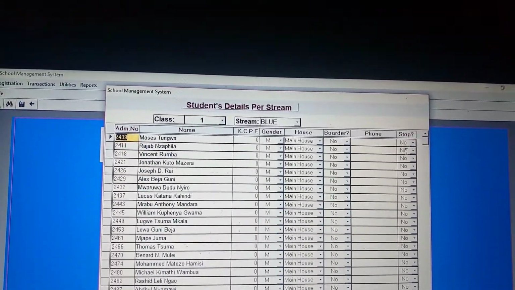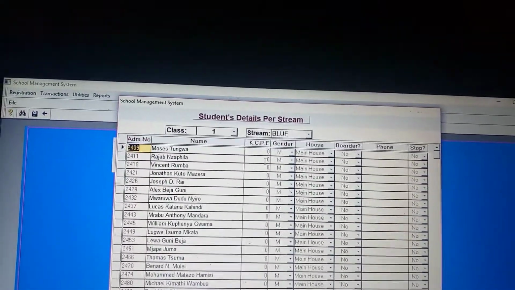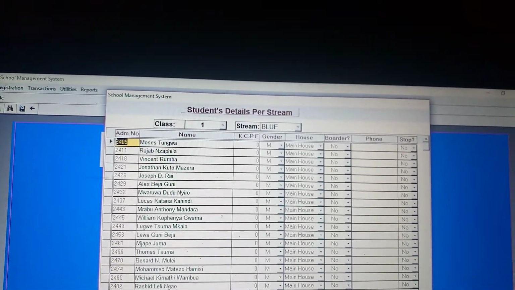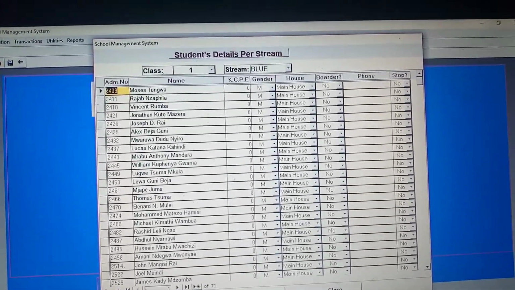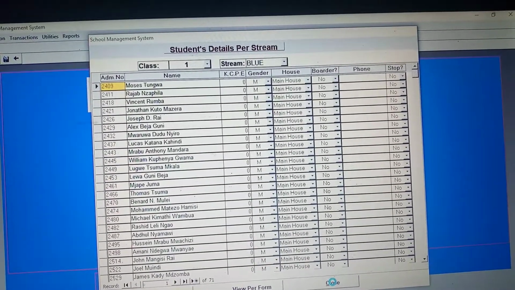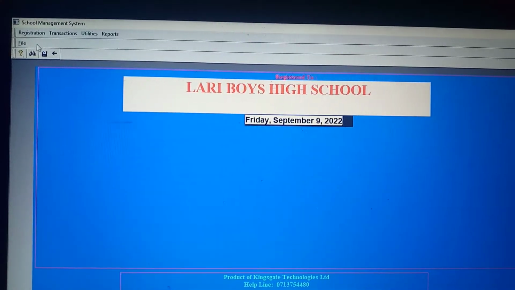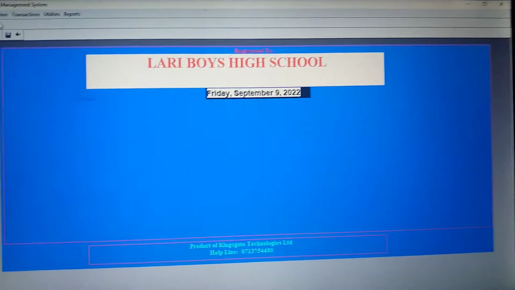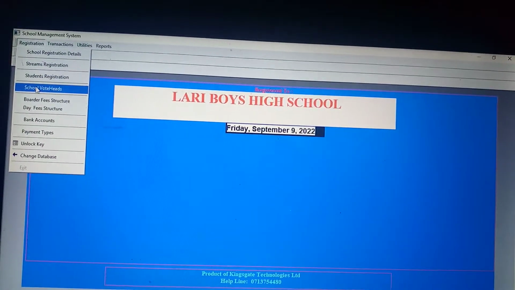And if we want to discontinue a student, we just say stop, and that student will not exit the system, but will be stopped from affecting the reports of the system. So it's like he has been frozen. We will not be able to see his balance when we are looking at that class balance, and so on and so forth.